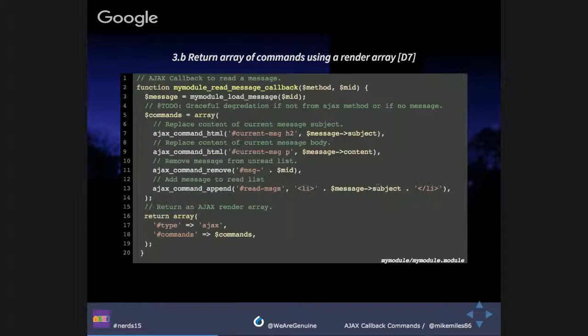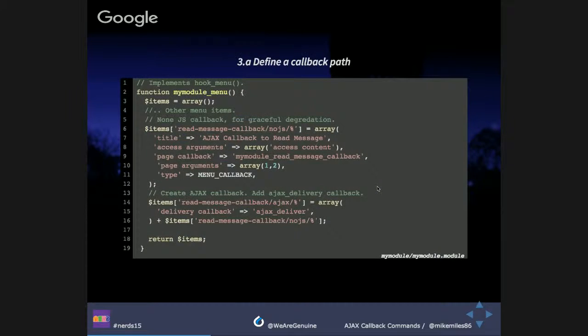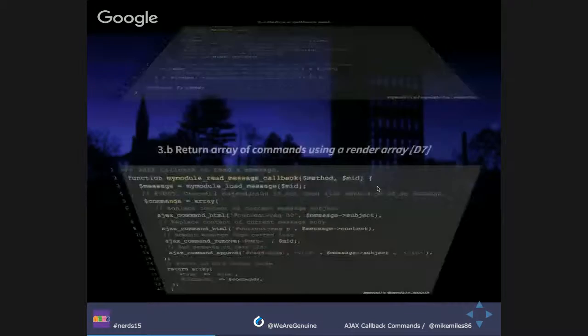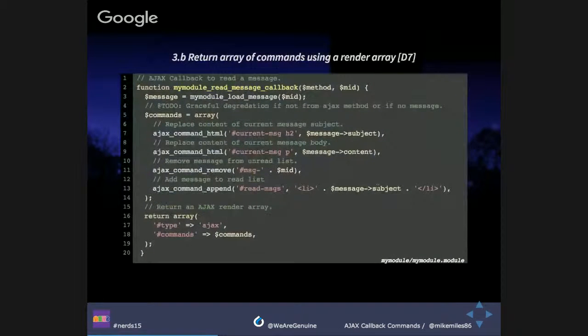So returning this render array using AJAX delivery, Drupal's going to know to turn this array here of commands into a JSON object to send to the client. Really simple to do. That's it.